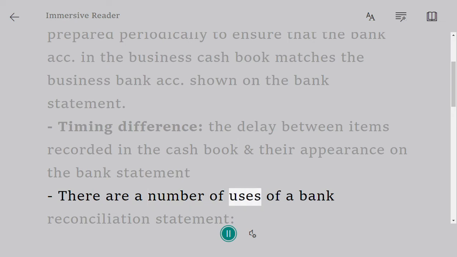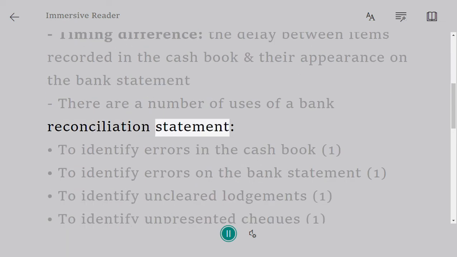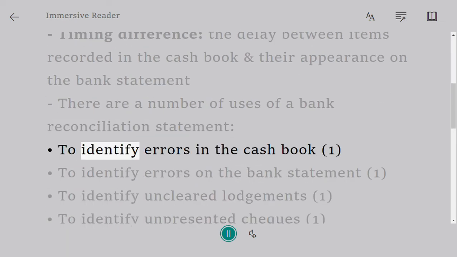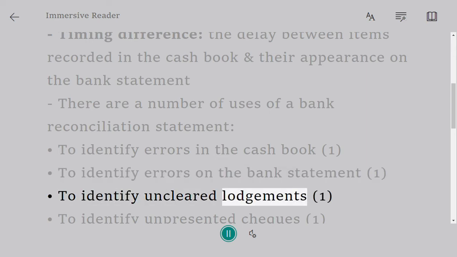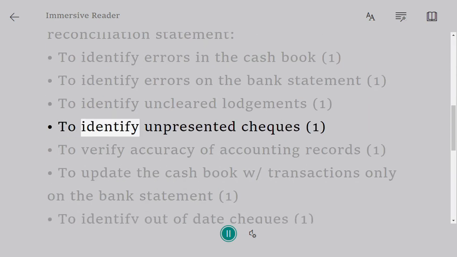There are a number of uses of a bank reconciliation statement. To identify errors in the cash book. To identify errors on the bank statement. To identify uncleared lodgements. To identify unpresented checks.